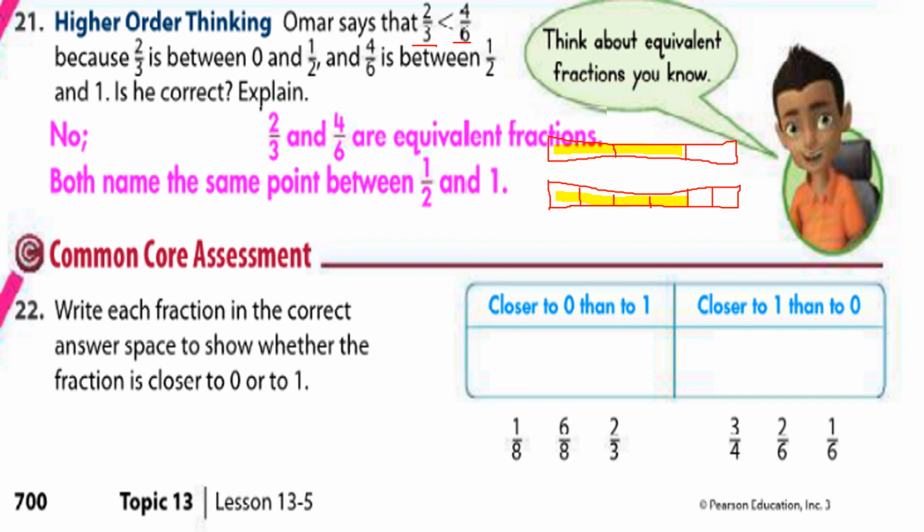Alright, time's up. Let's check if you got the correct answer or not. The fractions that are closer to 0 than to 1 are 1/8, 1/6, and 2/6. The fractions that are closer to 1 than to 0 are 3/4, 2/3, and 6/8. Did you get the correct answers? Excellent. Very good.